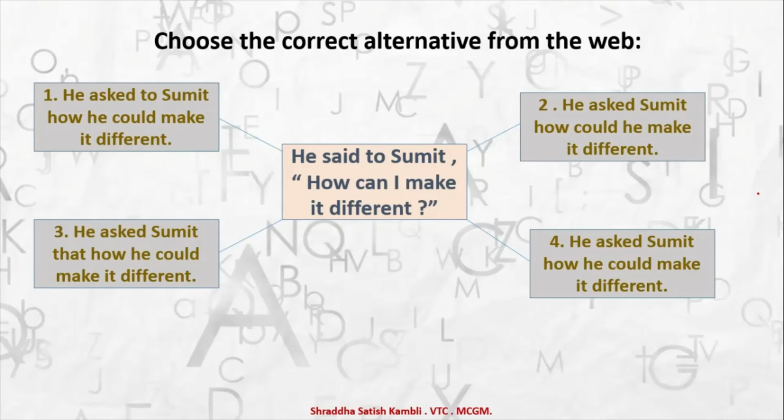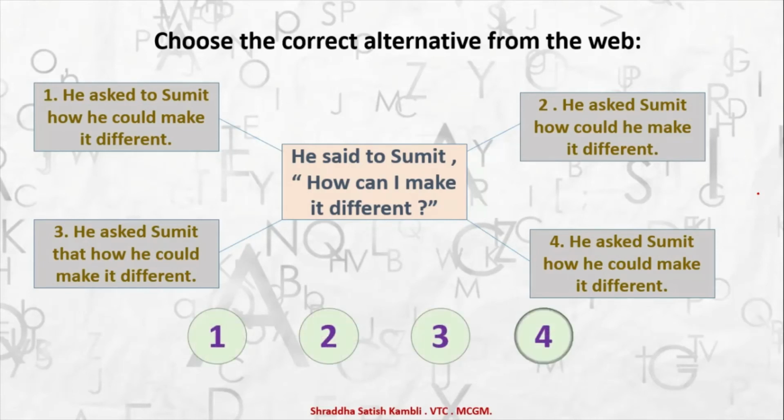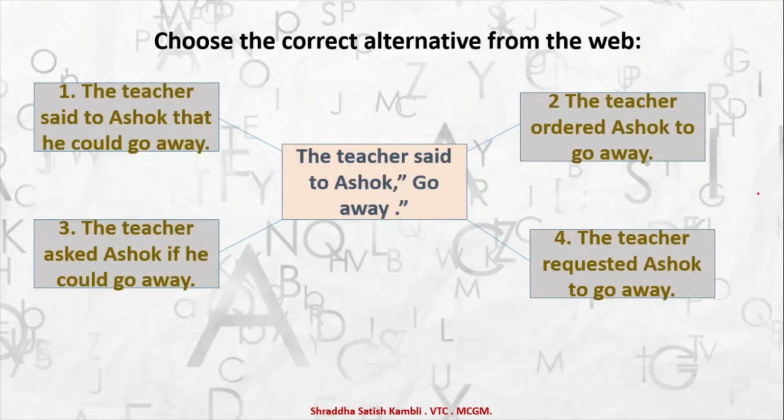He said to Sumit, how can I make it different? So he asked Sumit how he could make it different. He asked Sumit how he could make it different. Okay, so which one is the correct one? It is the fourth one which is the correct one. Alright, moving on to the next one.